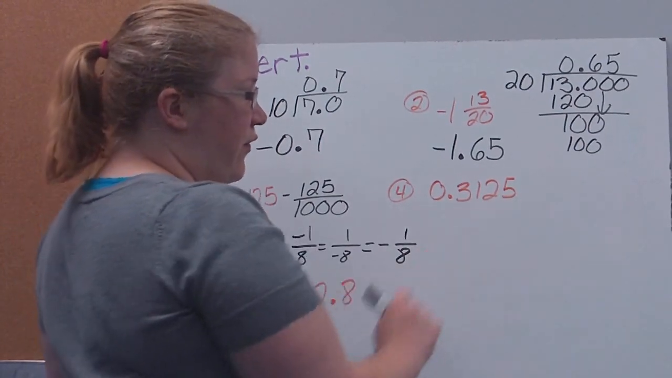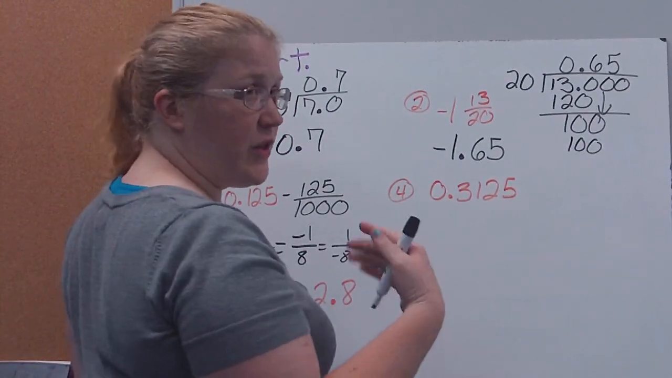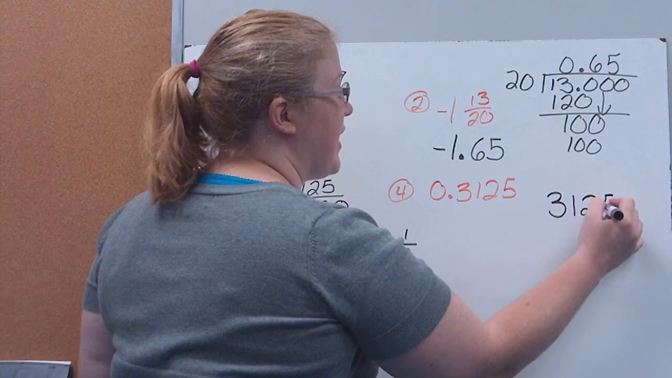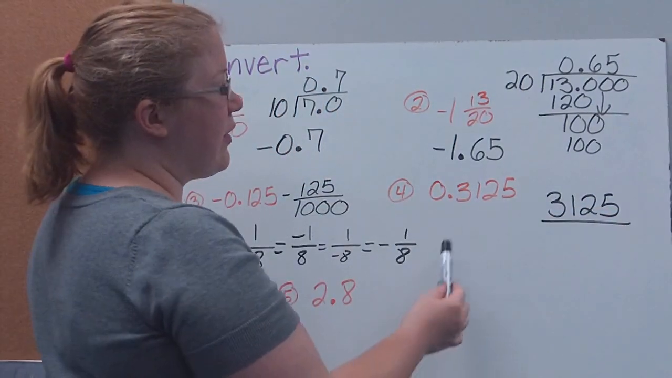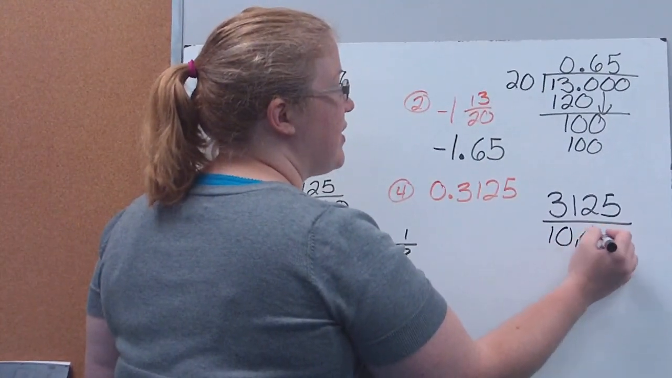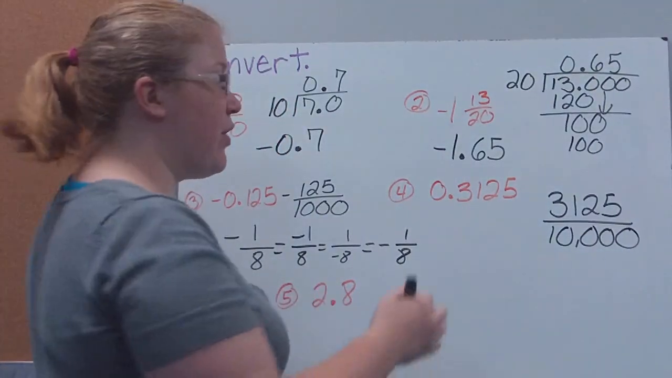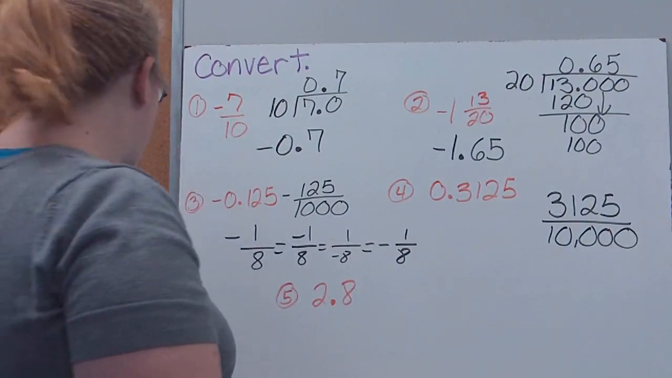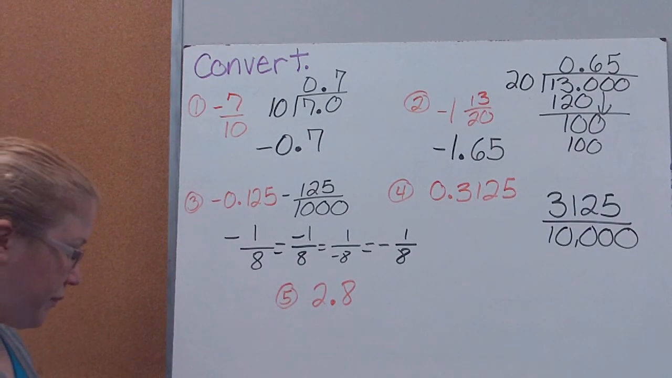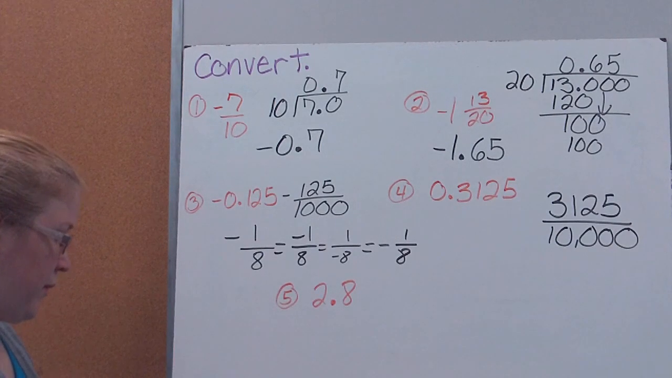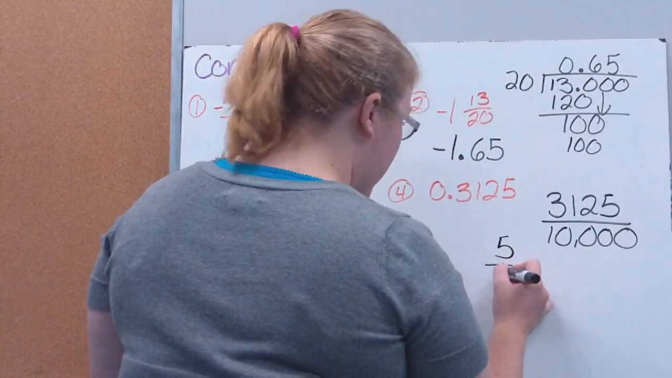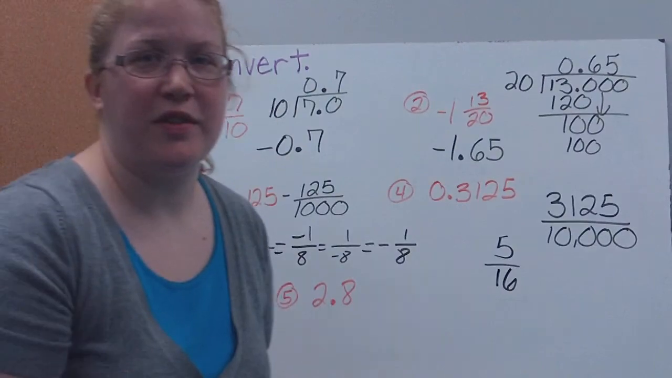So here I notice I have 4 place values, which means I'm going to need 4 zeros on the number underneath. I know the top number is going to be the digits I see. If I were to read this out loud, I would say I have 3,125 10,000ths. So 10,000ths is the other number I hear. There's 4 zeros. There are 4 digits here, so I know I'm good. And again, we're going to want to reduce this because it is a very large number. And when we reduce this, we'll actually find that it reduces to 5/16.